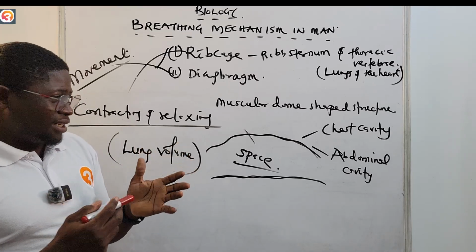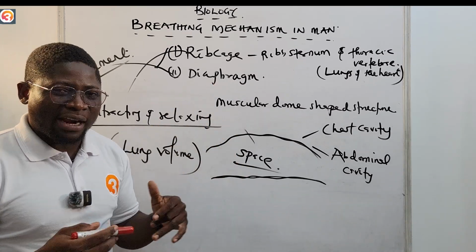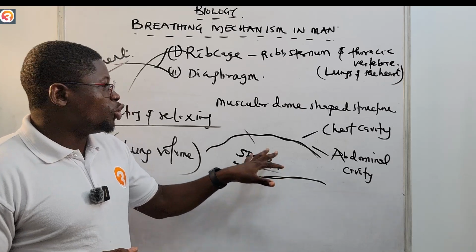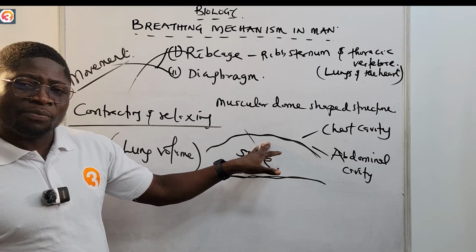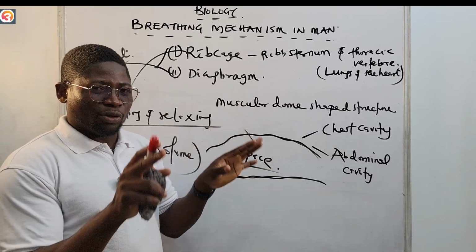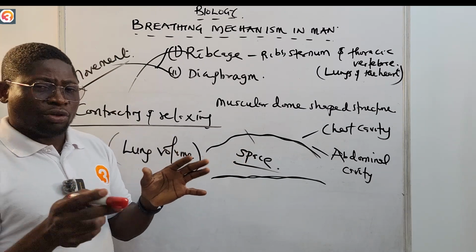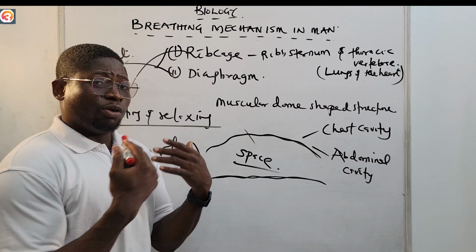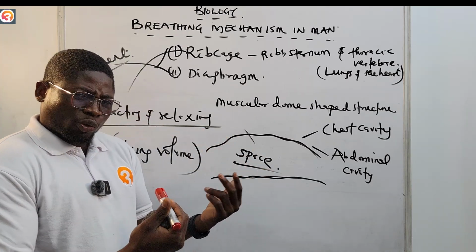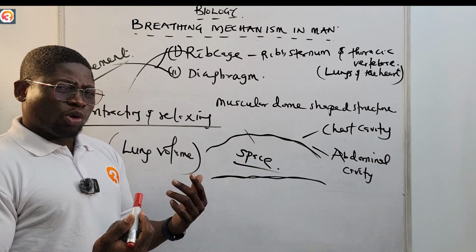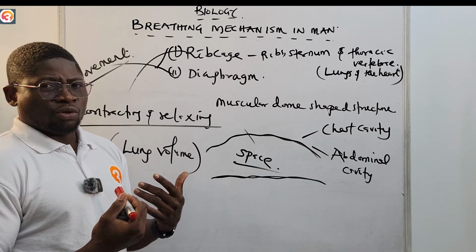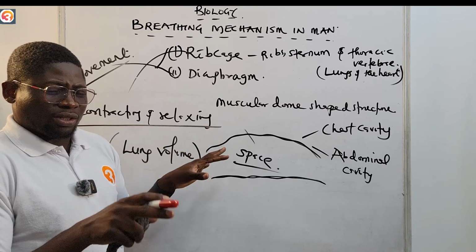The diaphragm, which was initially flattened, will return to its original position, this dome shape. Once it returns to its original position, what do you see? Does your chest extend out? No, your chest goes inwards. It goes back to its original position. So that is how breathing takes place.